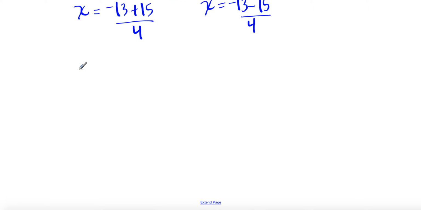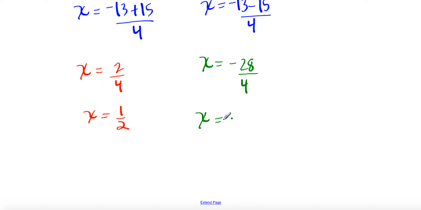Clean those up. x is equal to negative 13 plus 15 is 2 divided by 4, which simplifies to positive 1/2. And x is equal to negative 28 divided by 4, which simplifies to negative 7. So here our solution set is 1/2, comma, negative 7.